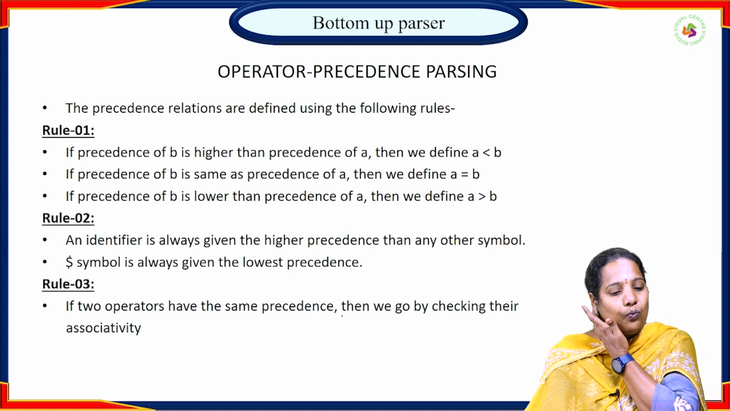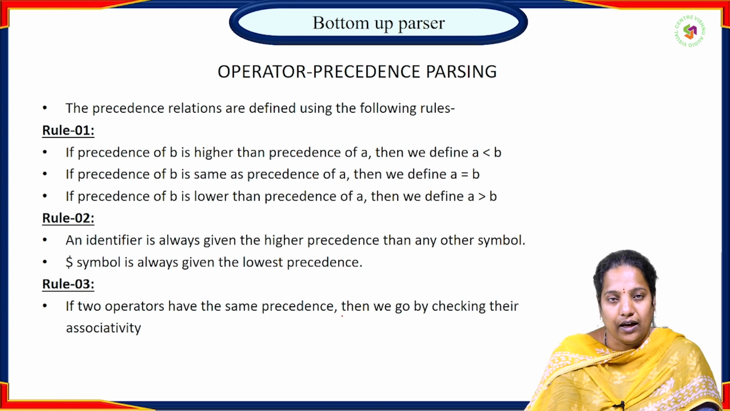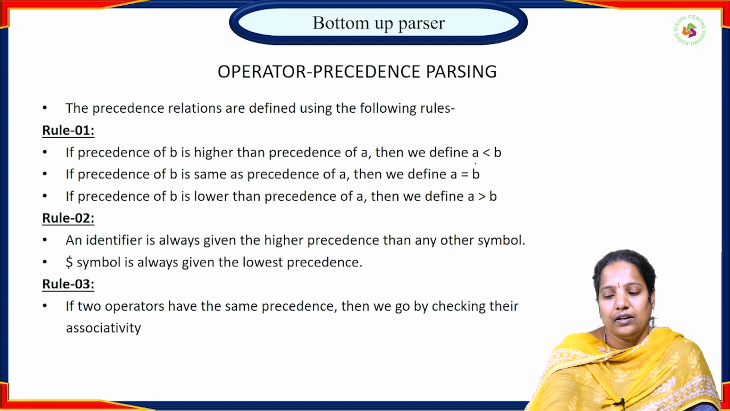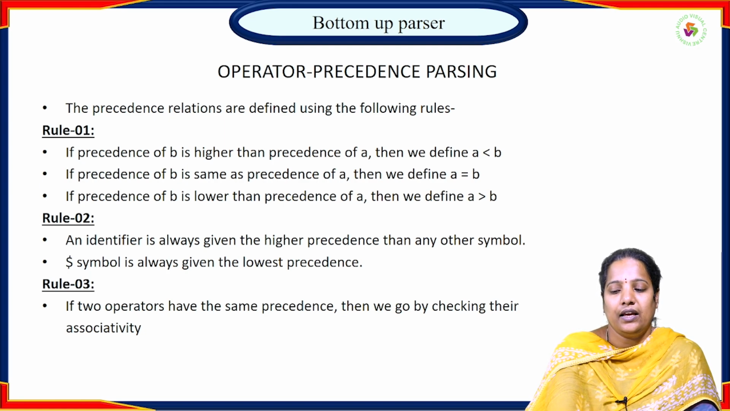The first one is rule 1. For example, if you are defining the precedence on two operators A, B, and the precedence of B is higher than the precedence of A, then we say A has lesser precedence than B, and we insert the symbol less than followed by a dot. If B has the same precedence as A, then we write A = B. If B has lower precedence than A, then we define it as A > B, where A and B are two different operands.